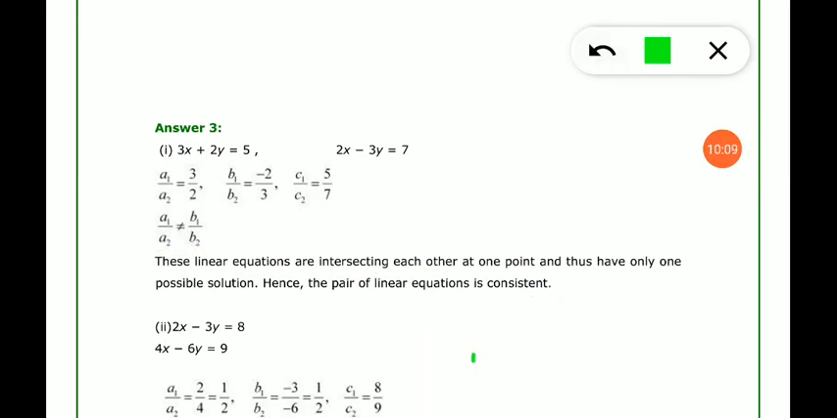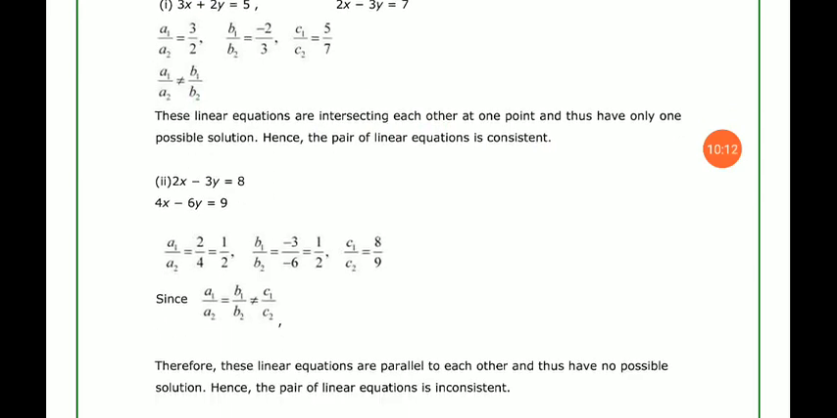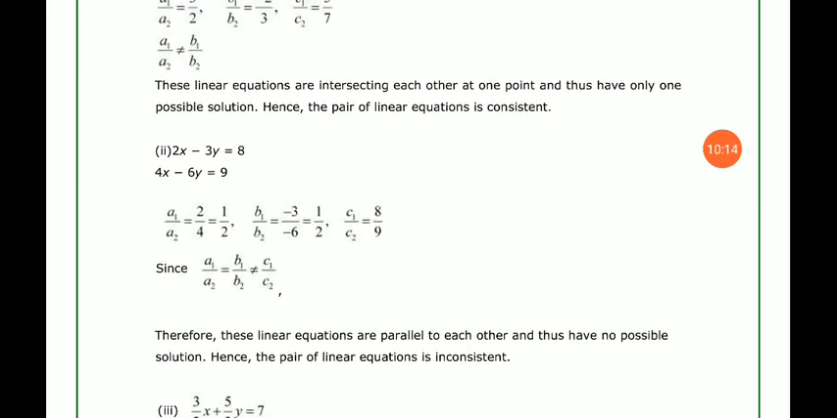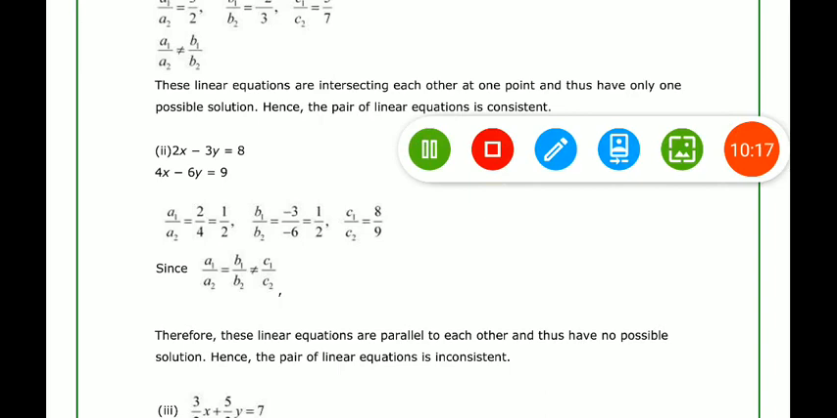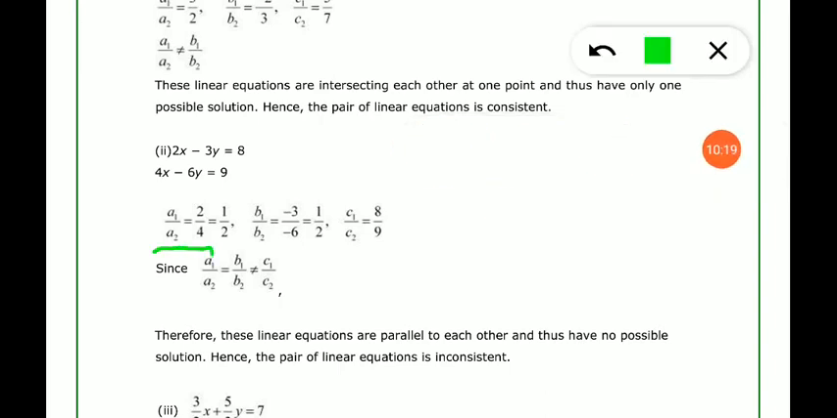Similarly, moving towards the next part, second, here we will see that a1 by a2 and b1 by b2 are equal. When the first two parts are equal, we need to find out the third part also. So we find c1 by c2, which is not equal, which means it is parallel lines, and parallel lines means no solution, and hence it is inconsistent. Got it, students? So in this way you check all the ratios and find out which kind of pair of lines it is.